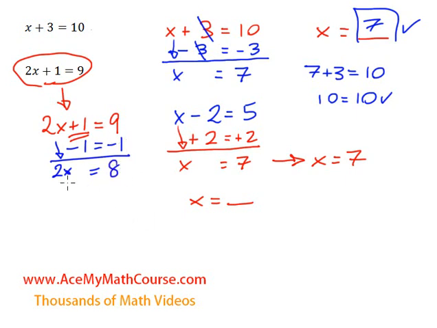Now, we're almost there. We have 2x is equal to 8. The next step will be to divide both sides of the equation by 2. Because the 2 is multiplying the x. So 2 times x divided by 2. Well, 2 divided by 2 is 1. So now we have just 1x, which is the same as just x. And 8 divided by 2 is 4. So the answer is 4.